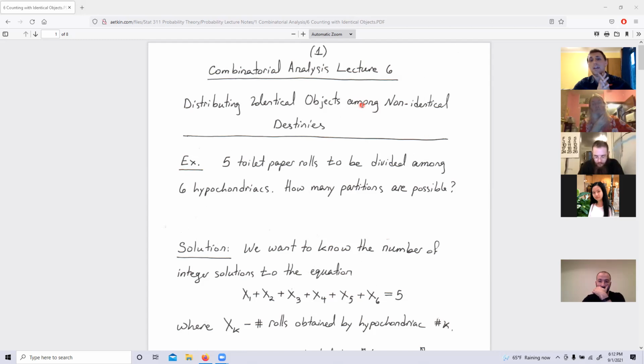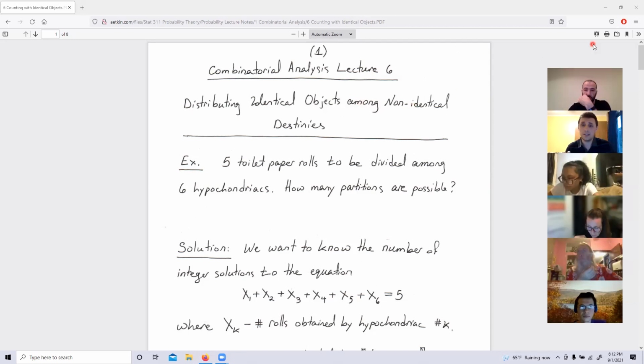Here is the next problem. Now we call it distributing identical objects among non-identical destinies. You understand what I mean, right? Before, each object was different from each other object. The knights are individuals and their destinies are individual destinies. Yes, each goes his own way.